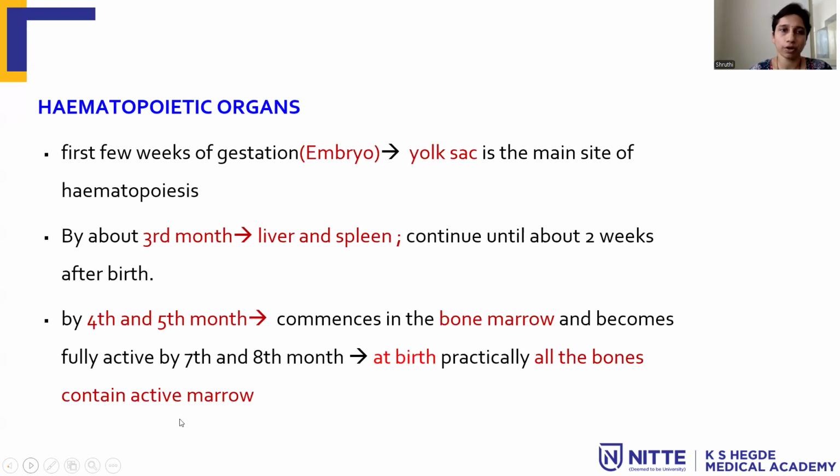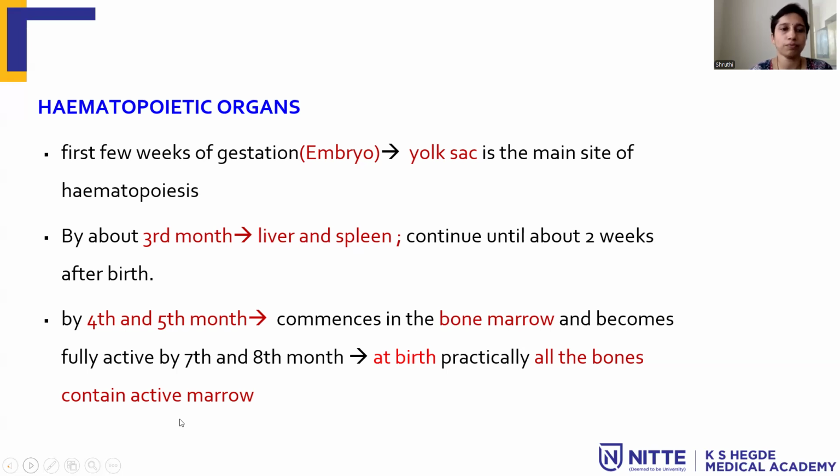So what are hematopoietic organs? These organs are the sites where these hematopoietic cells are produced. It starts a few weeks after gestation begins. Initially it starts with the yolk sac. In the first few weeks of gestation, in the embryo, the yolk sac is the main site of hematopoiesis. By around the third month of intrauterine life, liver and spleen start synthesizing these cells, and this continues until about 2 weeks after birth, mainly in the liver.